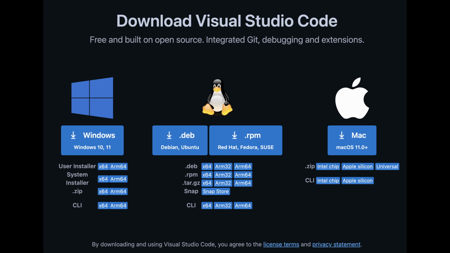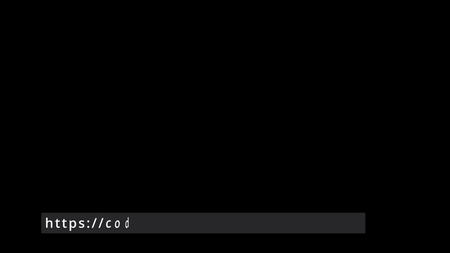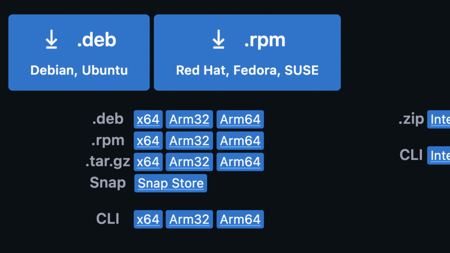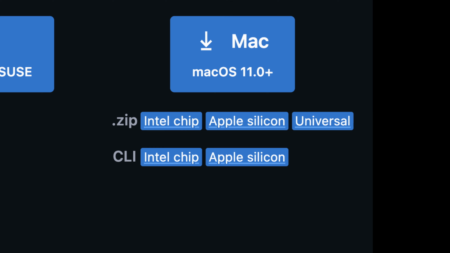Now let us move to our main workspace, the code editor. We will be using Visual Studio Code, or VS Code for short. You can download it from code.visualstudio.com. Choose an installer based on your operating system and install it like any other normal application.